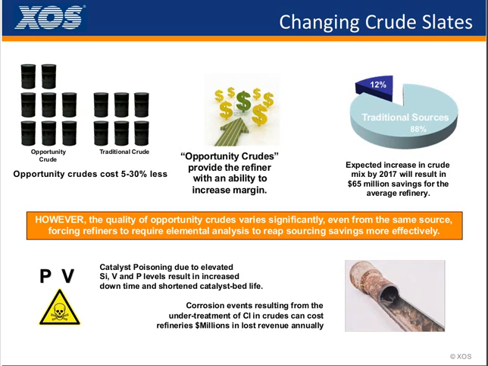And just some basic numbers, there is an expected increase in crude mix by 2017. And that'll result in a savings for the average refinery. So it does behoove refiners to move this way as long as they're set up to run these crudes well. Down at the bottom here, this isn't necessarily relevant about the catalyst poisoning, but you do see that corrosion events resulting from the undertreatment of chloride in crudes can cost millions of lost revenue annually. The number varies. I don't know specifically how much it is. Everybody says millions. Some people say hundreds of millions. It's a lot of money. And while XOS is just a small piece of that problem solving, we'd like to think that we do add value in that arena.